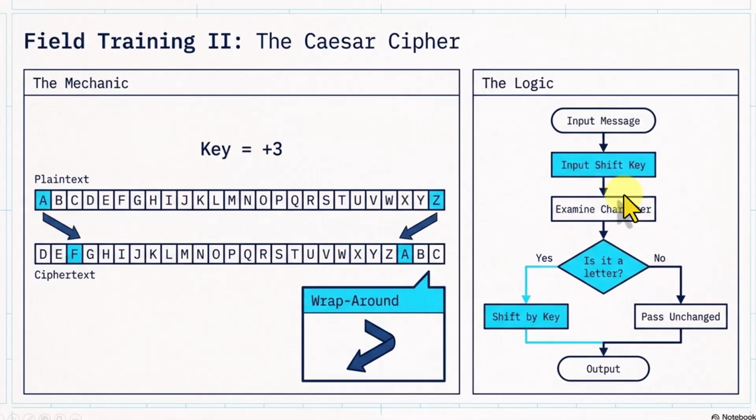And this is the flowchart for that. Input message, input shift key, the number. Examine character, each character. Is it a letter? If it is a letter, yes, shift by key, whatever our key is, shift by 3, shift by 4. Or if it is not, then pass unchanged. For example, a space or anything, we will not change that, and you'll simply get the output. This will keep repeating.